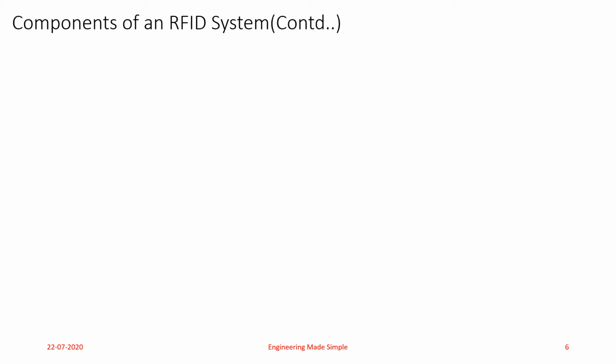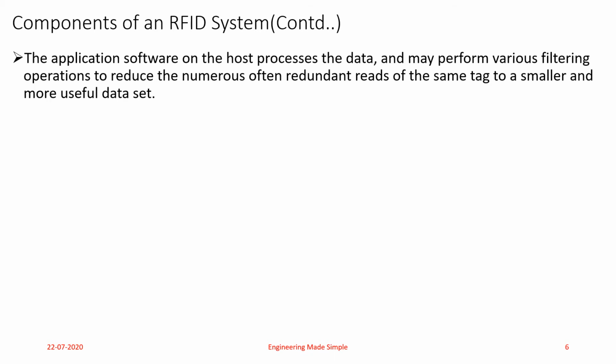Now the next step is data validation. The application software on the host computer processes the data and performs various filtering and operations to reduce the number of often redundant reads of the same tag to a smaller and more useful data set. So this is what is meant by data validation. This is performed by the IT layer which we discussed earlier.